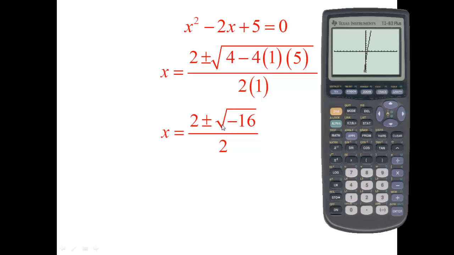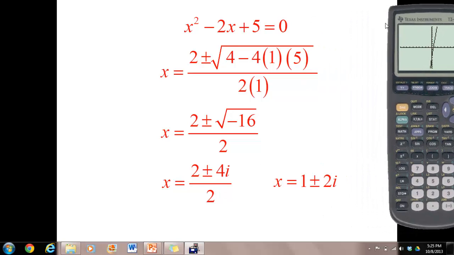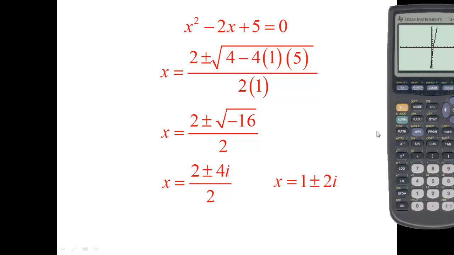And this time, instead of just pulling out the negative and reducing, I know what the square root of 16 is. It's 4. So the square root of negative 16 would be 4i. Once again, I have a common factor between the top and the bottom, so we can go ahead and reduce. 2 divided by 2 is 1. 4 divided by 2 is 2. So I have my answer of 1 plus or minus 2i, and of course, let's not forget about 1/2.